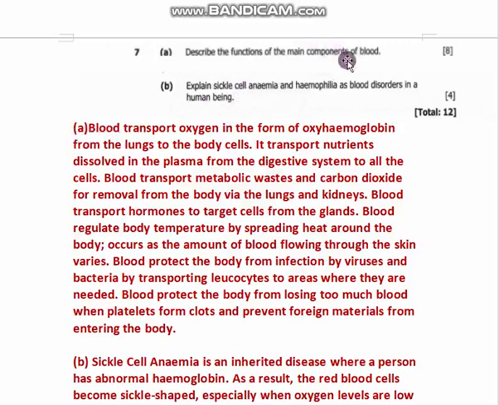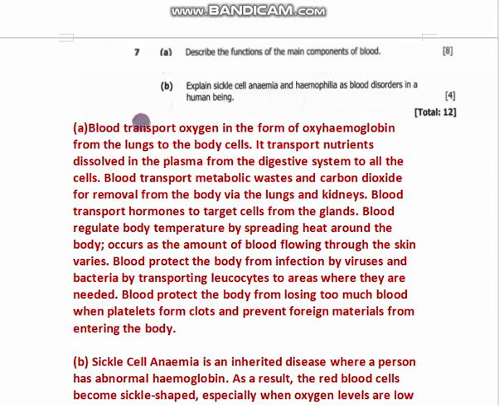So the main components of blood, in other words, here they're just indirectly telling you to describe the functions of the components of blood. And the components of blood, we know that this is red blood cells, white blood cells, platelets, plasma protein. So in other words, you explain the functions of plasma protein, white blood cells, which is phagocyte, lymphocyte, as well as the red blood cell. Those are the functions that I'm just explaining here. Those are the components of blood.